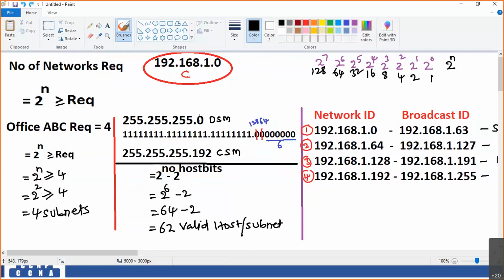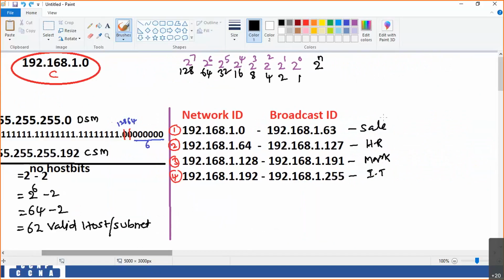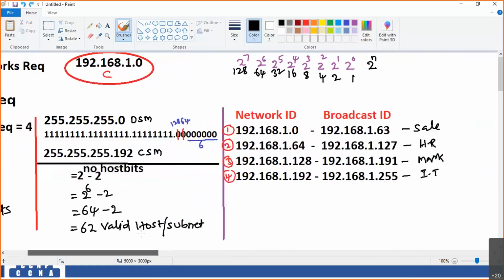For this example, can you add the subnet as well? Yes, for all networks, the sales department, HR department, all these IP addresses have to use the subnet mask, the 192 subnet mask. So we don't use the default subnet mask actually.